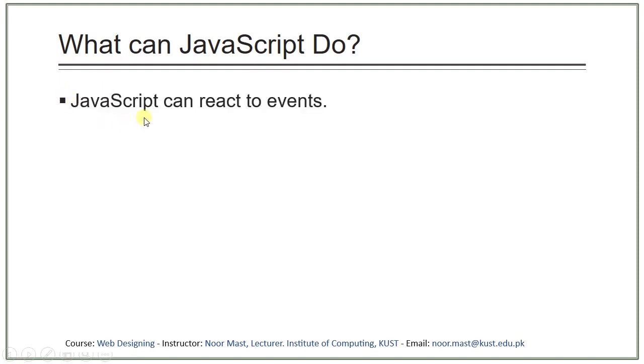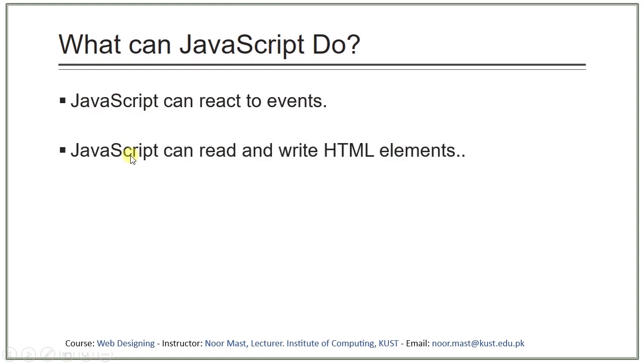JavaScript can react to events. That is, a JavaScript can be set to execute when something happens, like when a page has finished loading or when a user clicks on an HTML element. A JavaScript can read and change the content of an HTML element. All of the element attributes and text on a web page can be accessed by JavaScript using the document object model.